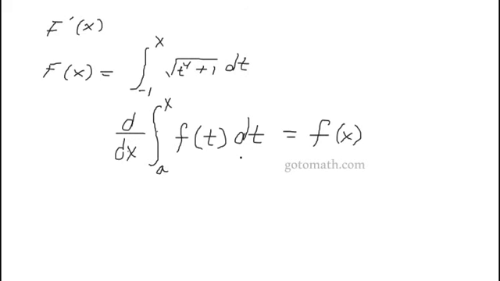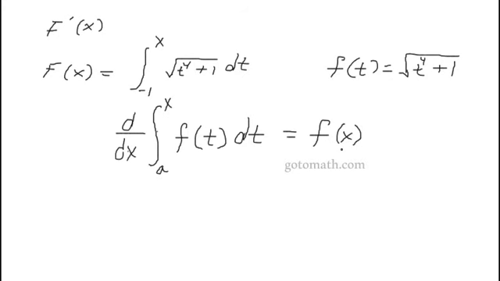I went ahead and just wrote this in. This was part of the theorem here. So we're taking the derivative of all of this, and it is equal to f of x. So this piece right here, our f of t, is equal to the square root of t to the fourth plus 1.